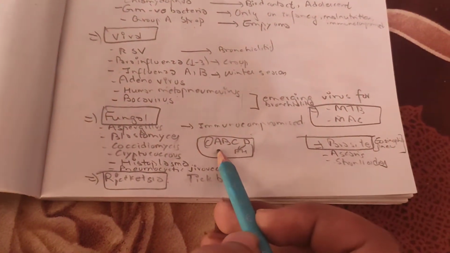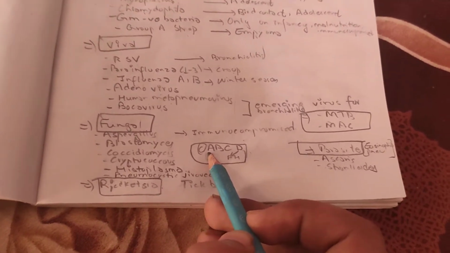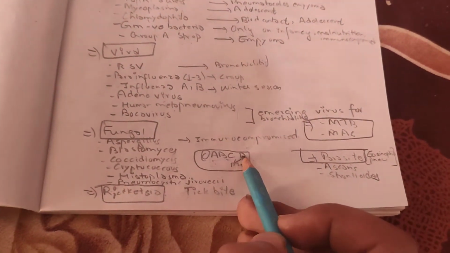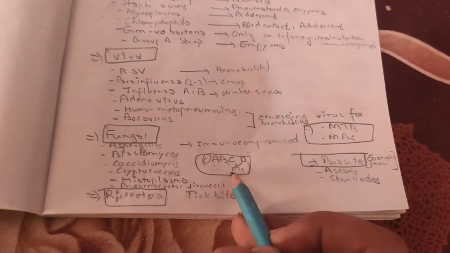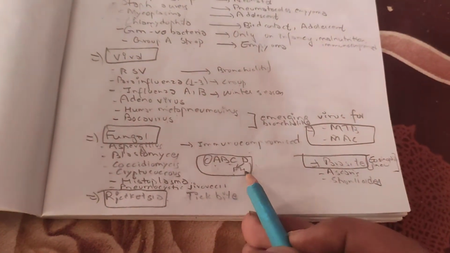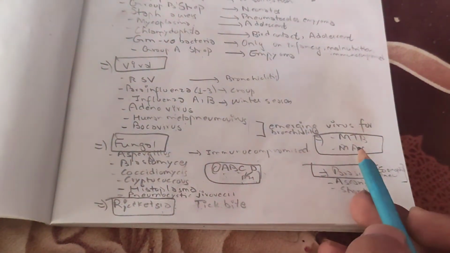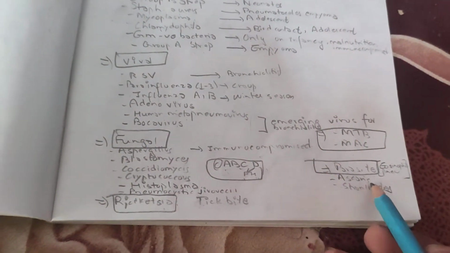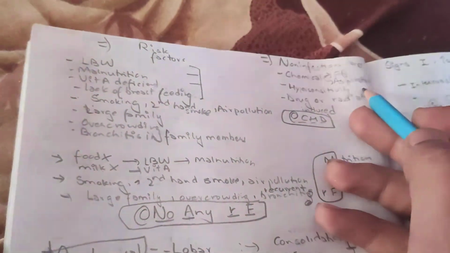Now, looking at the fungal causes, we can remember them by this mnemonic A, B, C, D. That is, Aspergillus, which commonly occurs in immunocompromised patients. B means Blastomyces, C Coccidioides. D means there is no D among the fungal causes, so I have replaced D by PH. P means Pneumocystis jirovecii and H means Histoplasma. Now, rickettsia occurs by tick bite. And atypical bacteria are Mycobacterium tuberculosis and Mycobacterium avium complex. Parasitic causes are ascariasis and strongyloides. We have discussed the infectious causes causing pneumonia.